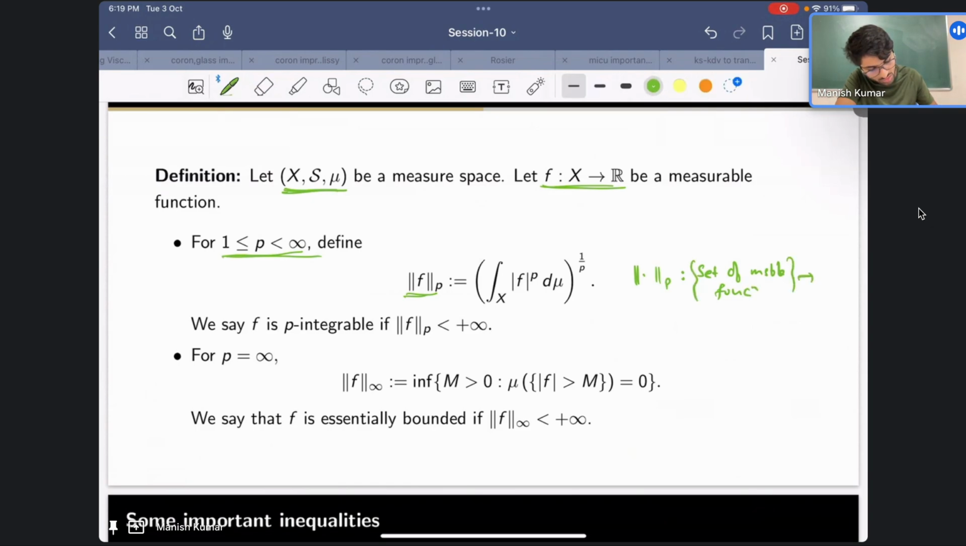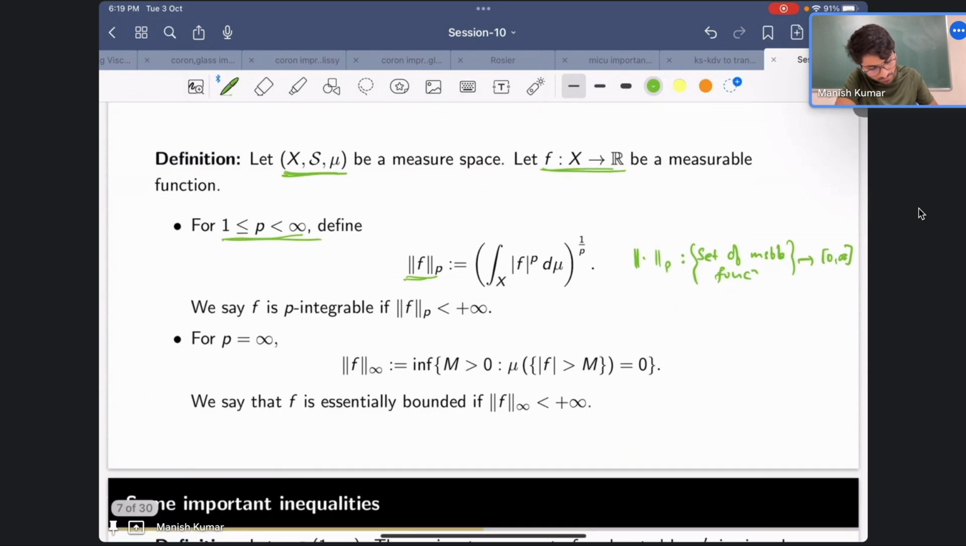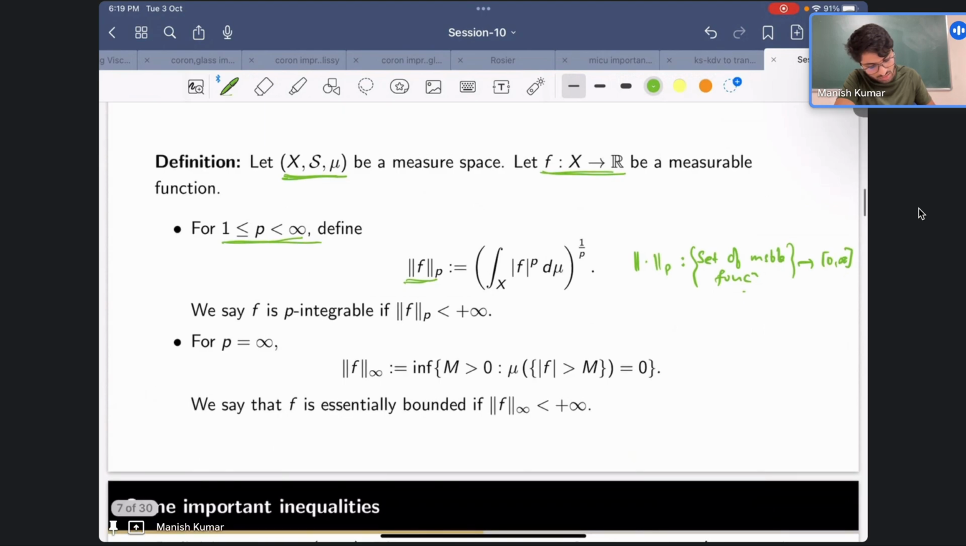Okay, and to 0 to infinity. Okay, it could be infinity. So define this function. This function is taking some measurable function f, and the value it gives is the integral of mod f raised to the power p, and then to the power 1 by p.